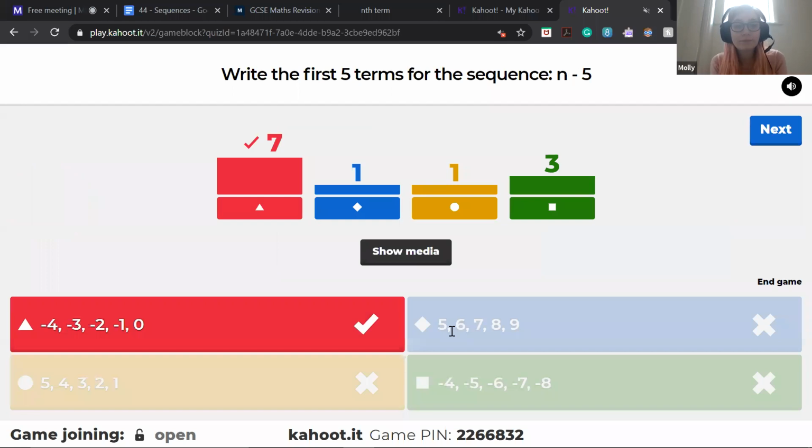Awesome, well done. If you put this one, which a few people did, you got the first term right, but then because it's an n, that means that it's increasing by 1, and when negative numbers increase, it looks like this one.